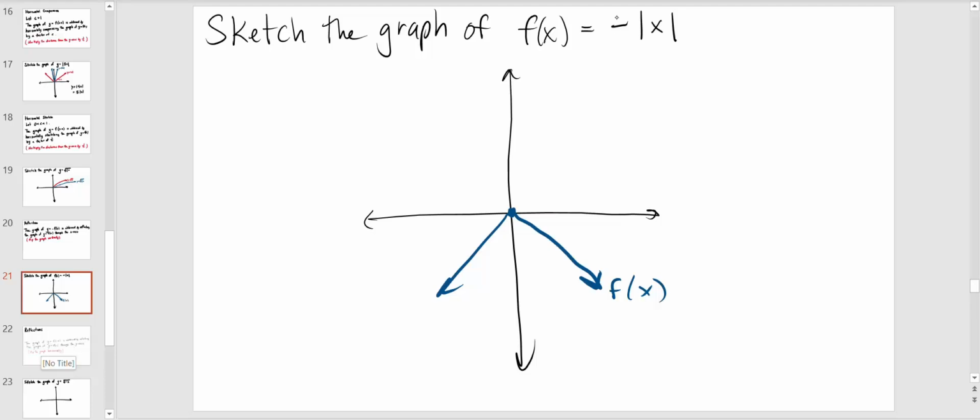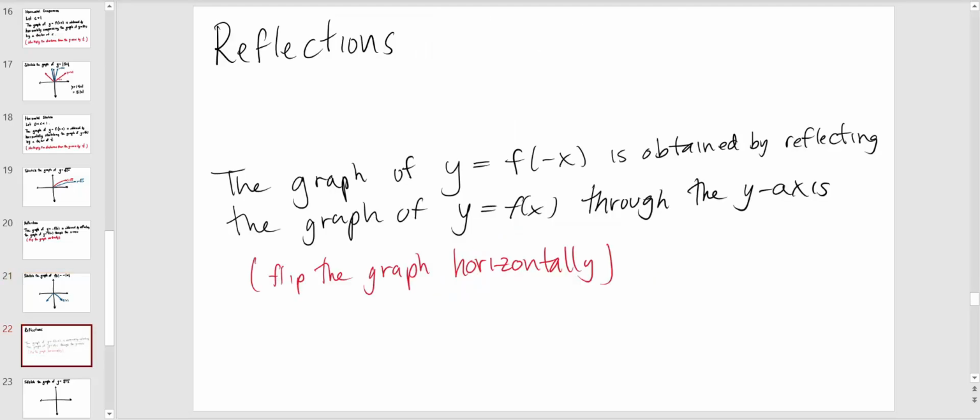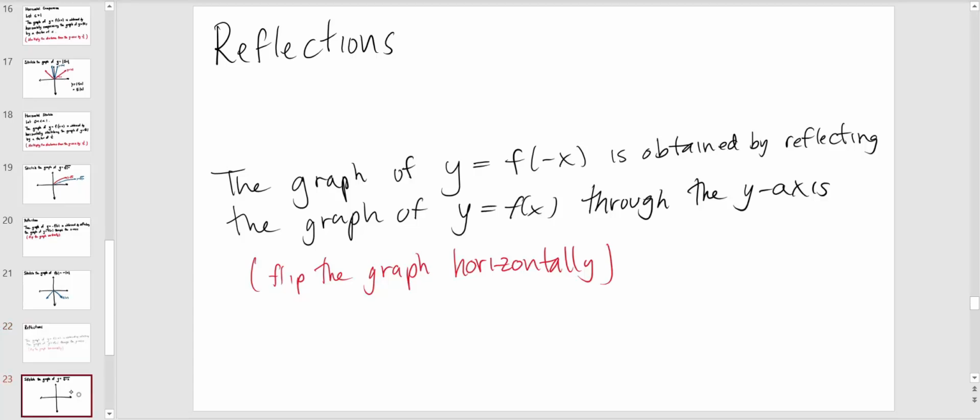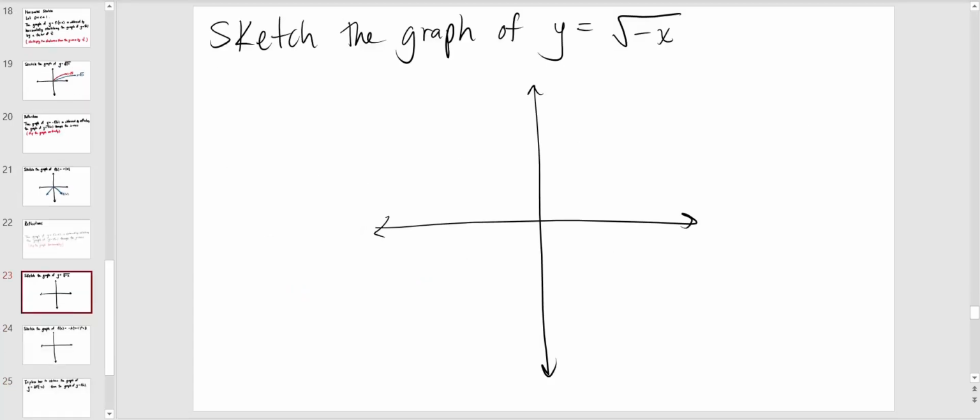Once again, I want you to notice that that effect was on the outside of the function. If the negative is inside, directly on the x, then as you might guess, that's a horizontal effect. So this is going to be a horizontal reflection. The graph of y equals f of the opposite of x is obtained by reflecting the graph of y equals f of x through the y-axis. So that's a horizontal flip. Things on the left side of the y-axis will move to the right, and things on the right side will move to the left. Here's an example.